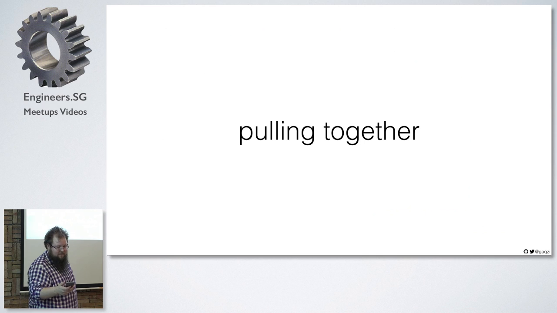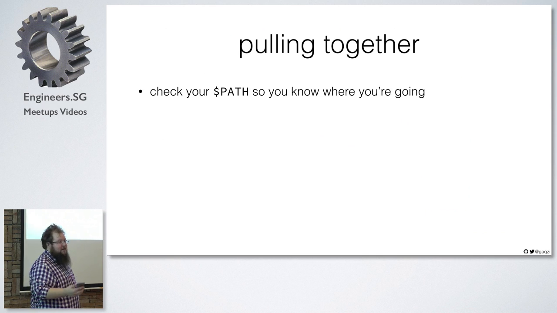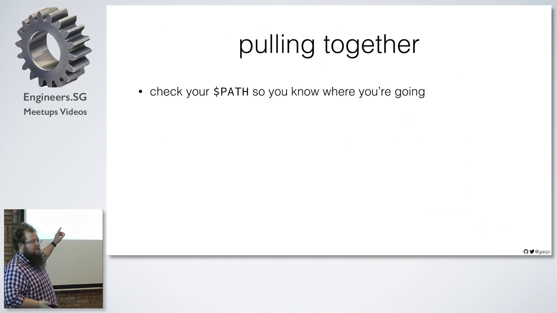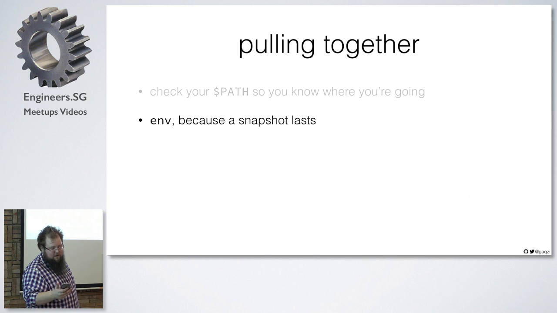So, pulling together. Check your path. It's one of these tiny little things, but it keeps coming up. I was also building Passenger at one point and trying to get it to work together with Apache. And the same thing, it didn't know where Apache was in Homebrew. It keeps popping up. And the easiest way to check it is just to do env. It will print out every single environment variable in the current shell, or in the current place where you're running. It's super useful for debugging.